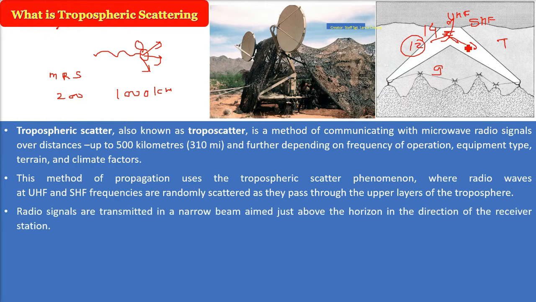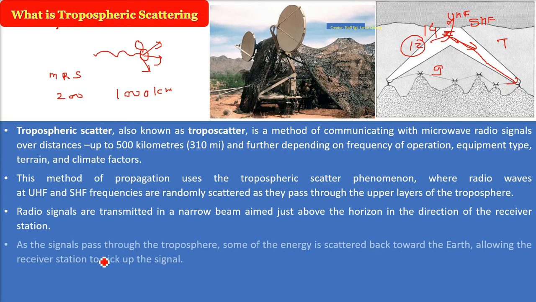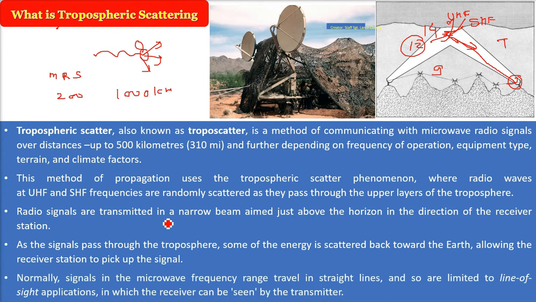So the radio signals are transmitted in a narrow beam, aimed just above the horizon. Horizon means the height of, say, a mountain which it can cross in the direction of the receiver station. As the signal passes through the troposphere, some of the energy is scattered back to the earth and the receiver can pick it up.